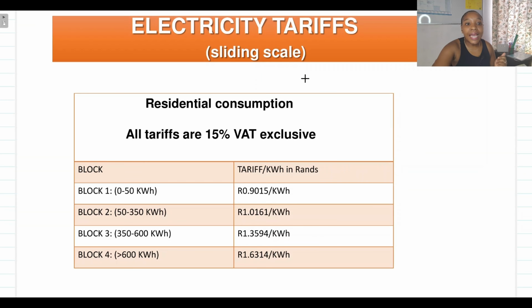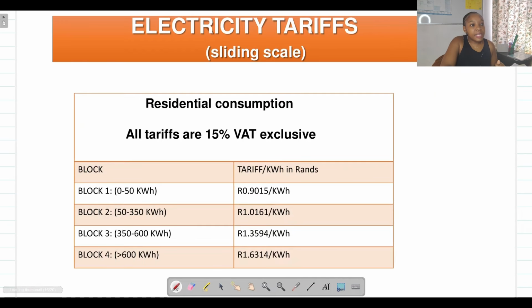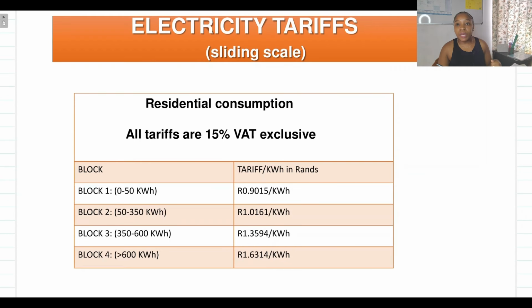So let's tackle this question together. How much would a family pay towards the electricity bill if they consumed 600 kilowatt hours of electricity? We are being asked, if a family uses 600 kilowatt hours of electricity, how much would they pay towards the electricity bill? Let's tackle this question together and see how much this family will pay.